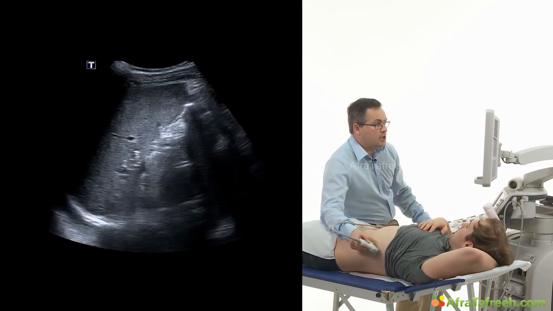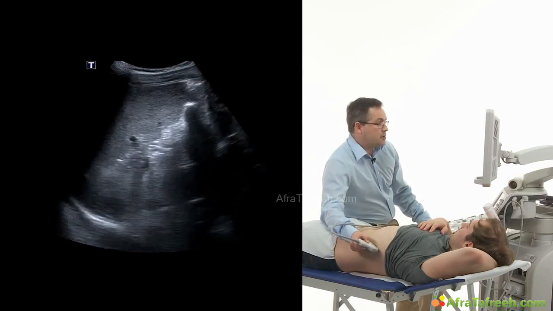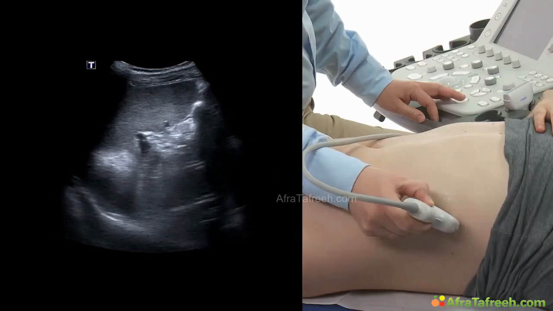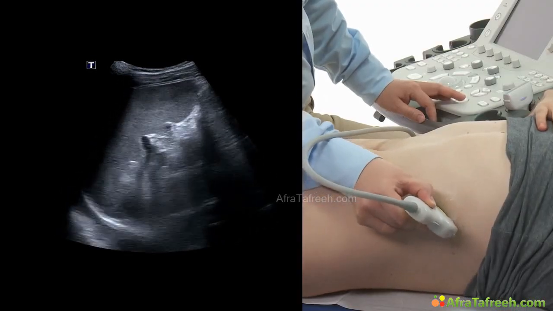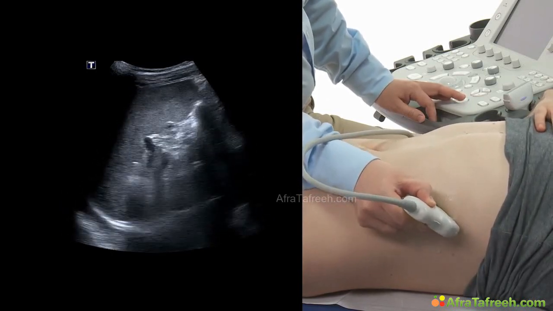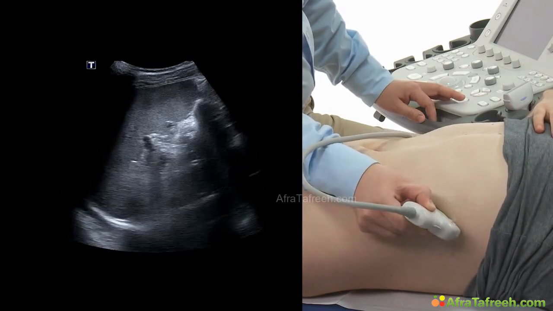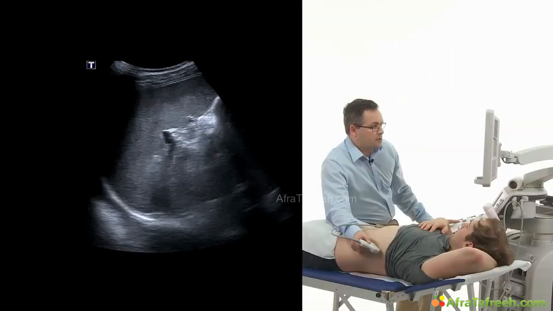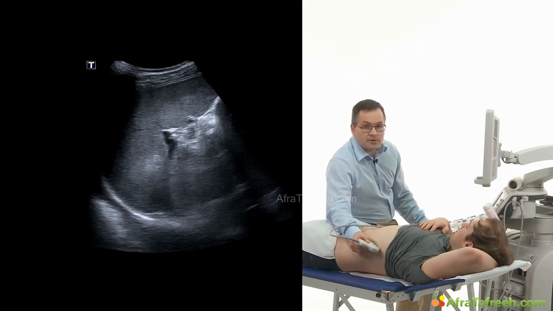And now we have to manage to find a plane where we can see the hilum of the spleen, where the vessels enter the organ. We do this by rotating the probe slightly clockwise or anti-clockwise and getting this image over here. So this is the plane where we perform the measurement of this organ.